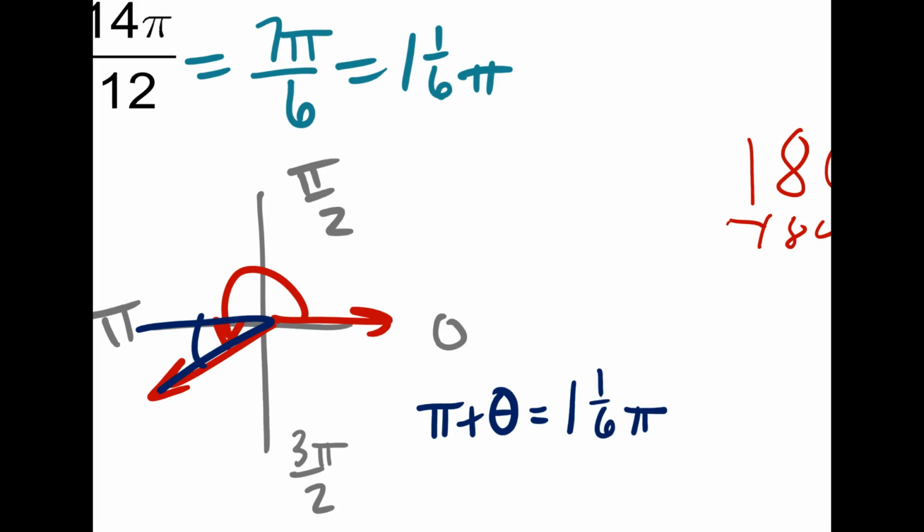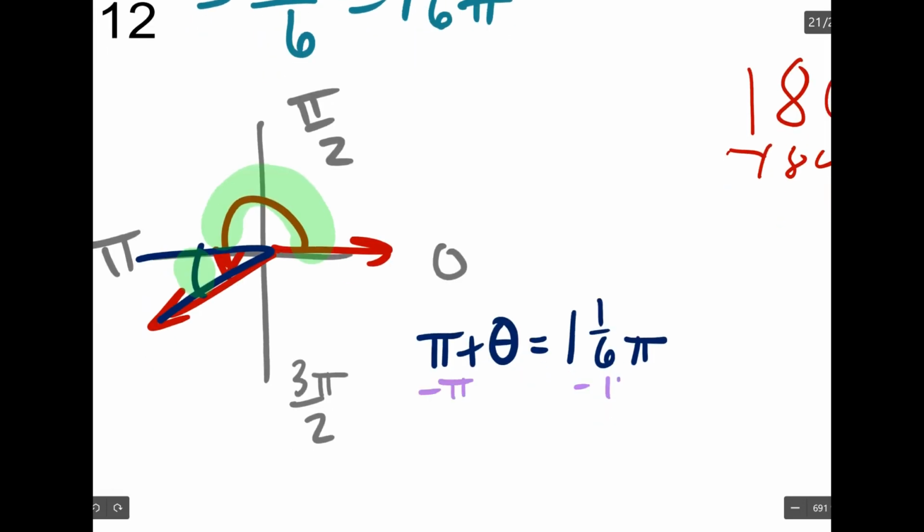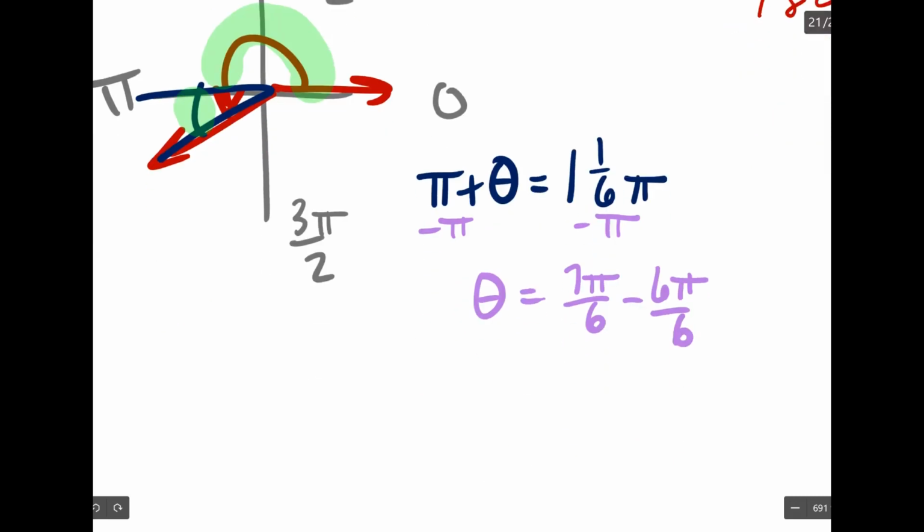It is puzzle pieces together. Pi plus whatever this angle is going to be the whole angle since we're in the third quadrant. Subtract pi. So my angle is going to be 7 pi over 6 minus 6 pi over 6. It's just pi over 6, and that equals 30 degrees. And it's the third quadrant.